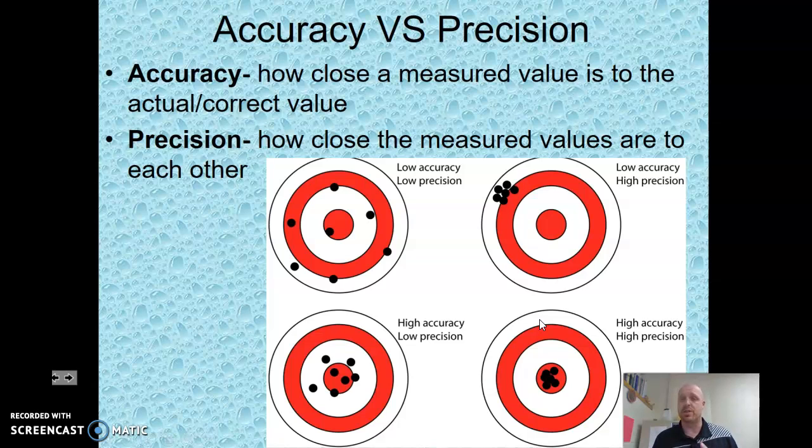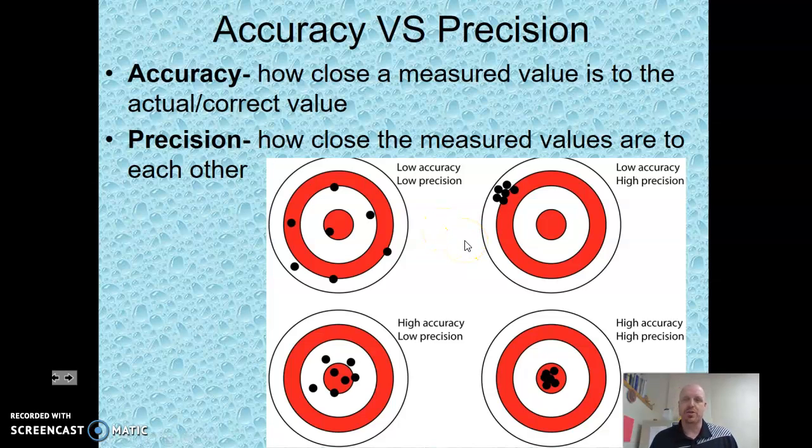Accuracy is how close a measured value is to the actual correct value, and precision is how close all the values are to each other. So think of it as in target shooting. You want to be accurate, which means you want to hit what you're shooting at. The more accurate you are, the more likely you're going to hit the bullseye. Precision is how close all those shots cluster together.